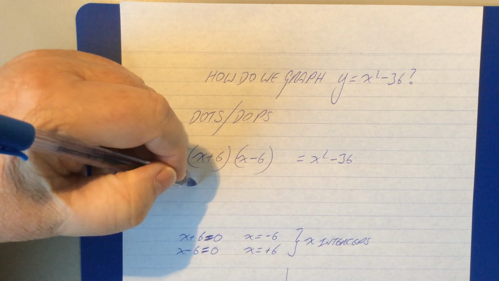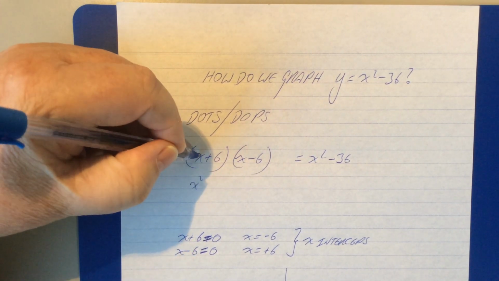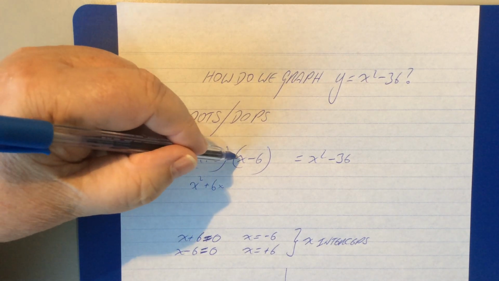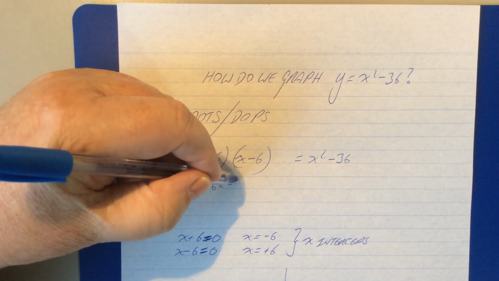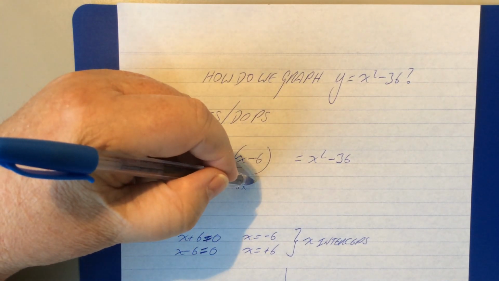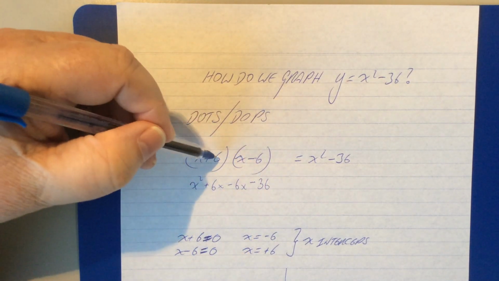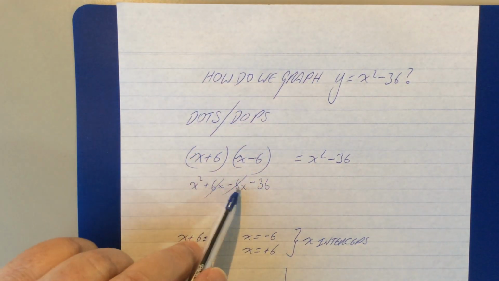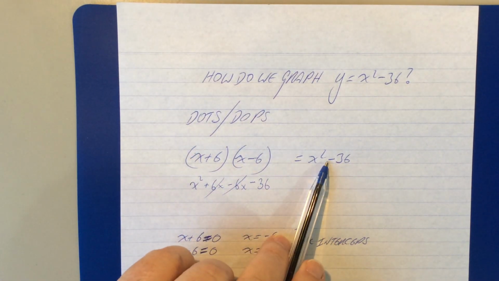So I'll do the expansion quickly. So we get x squared, x times x, plus 6x, 6 times x, minus 6x, negative 6 times x, minus 36, 6 times negative 6. Now these two cancel each other out and we get this.